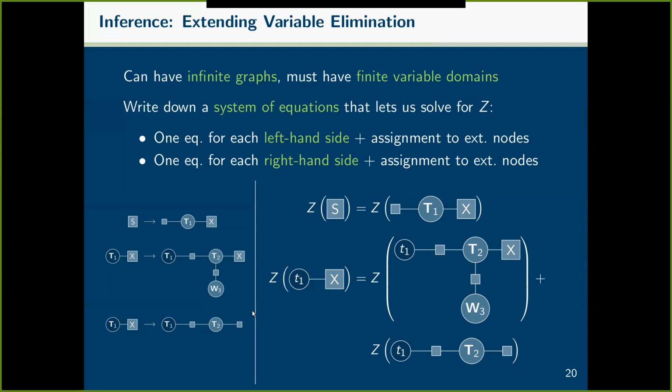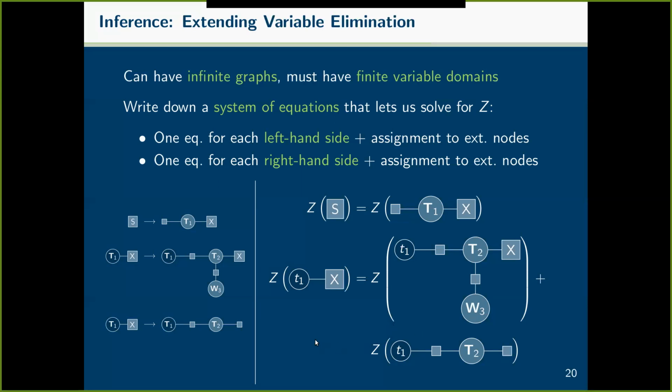And it's very similar for this X rule. Suppose you want to know the total weight of all of the graphs that can be generated starting with the X non-terminal. Well, it's the total weight of all the graphs that can be generated starting from the first right-hand side plus the total weight of all the graphs that can be generated from the second right-hand side.